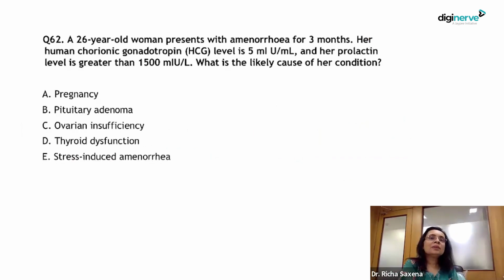A 26-year-old woman presents with amenorrhea for 3 months. Her HCG level is 5 milli international units per ml, and her prolactin level is greater than 1500 mIU per liter. What is the likely cause for her condition? This is easy. Yes, this is a pituitary adenoma, most probably a microadenoma, most probably a prolactinoma.